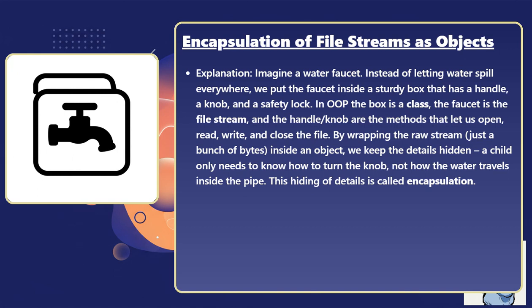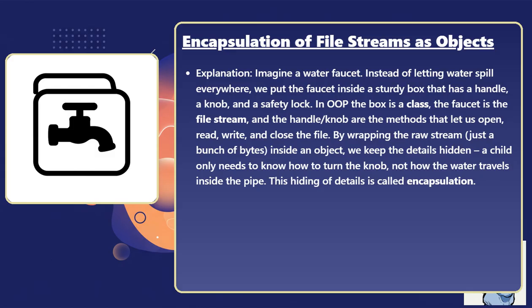Explanation: imagine a water faucet. Instead of letting water spill everywhere, we put the faucet inside a sturdy box that has a handle, a knob, and a safety lock. In object-oriented programming, the box is the class, the faucet is the file stream, and the handle and knob are the methods that let us open, read, write, and close the file.